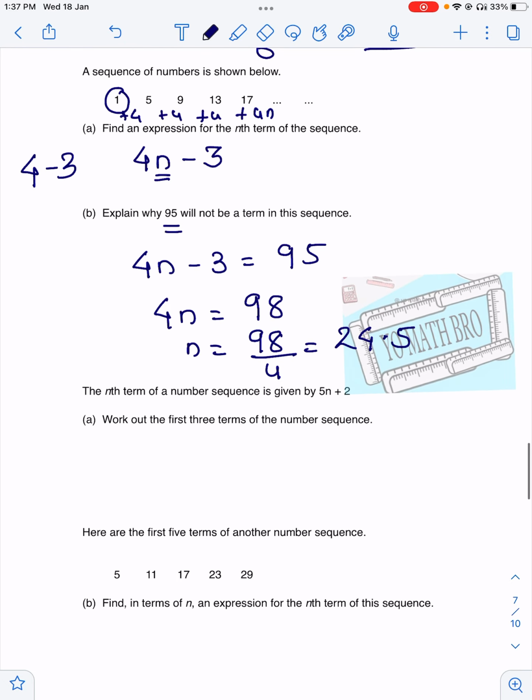Okay. They have given the nth term as 5n plus 2. I need to find the first three terms. Let us check. First three terms means take n as 1: 5 ones are 5 plus 2, 7. 5 twos are 10 plus 2, 12. 5 threes are 15 plus 2, 17.